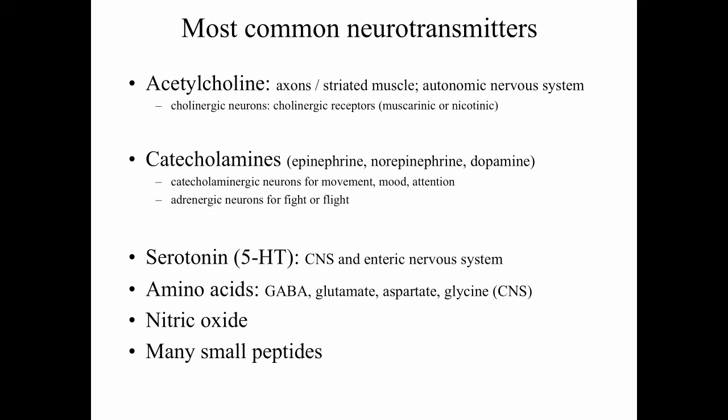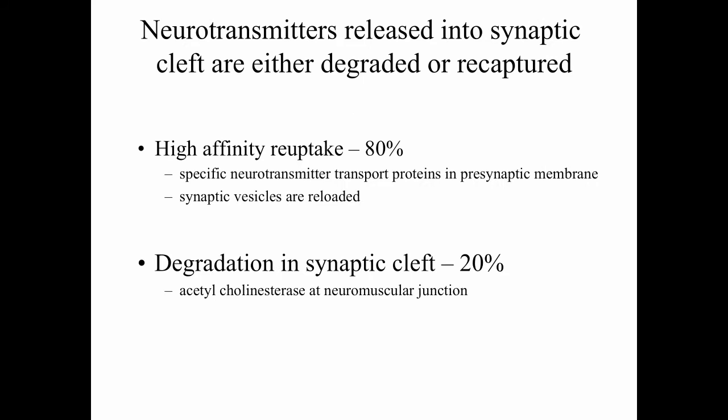Many amino acids like GABA, glutamate, aspartate, glycine can function as neurotransmitters, especially in the central nervous system. Nitric oxide can function as a neurotransmitter, and a lot of small peptides can function as neurotransmitters. I think you appreciate this and you'll delve into it again in much greater detail later in your training, but neurotransmitters, once they're released into the synaptic cleft, have to either be degraded or recaptured, and that's necessary for the normal physiologic functioning of neurons as they fire nerve impulses.